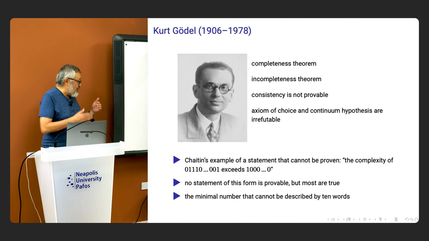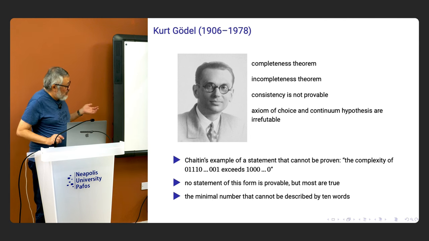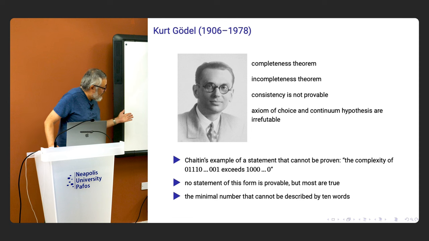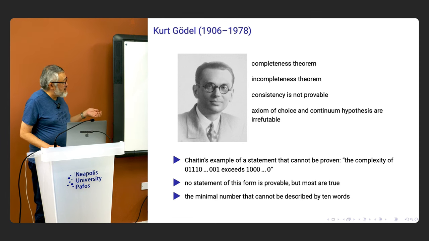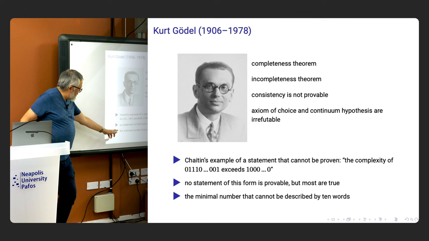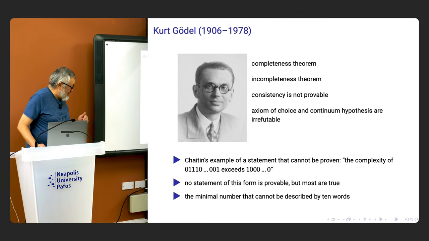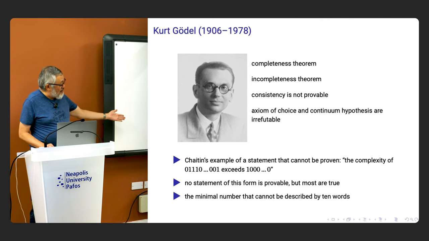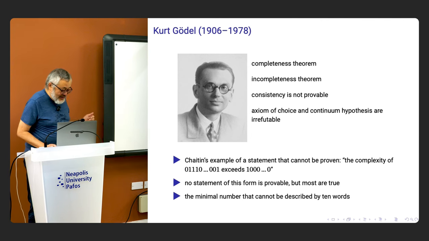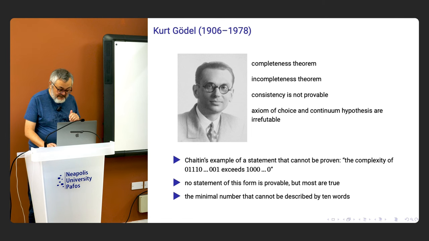Of course, some integers can be described by a sentence, but we have only not so many sentences with 10 words, so there should be some number which cannot be described. Take the minimal natural number which cannot be described. Probably I should write natural number of 11 words, but still, we get a contradiction, because we somehow described something which cannot be described. And if you formalize this argument, you get the Chaitin version of Gödel theorem, and this is quite an easy argument.